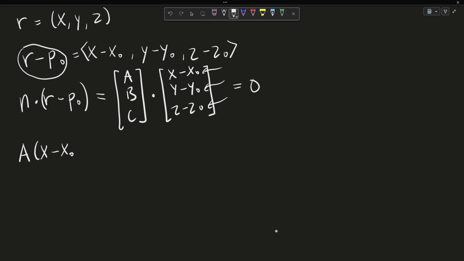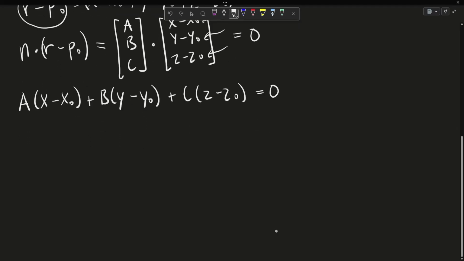So we can now expand this dot product, and we find that A times x minus x naught plus B times y minus y naught plus C times z minus z naught equals 0 gives us our equation for the plane. More specifically, as you might be able to notice, we can further expand this to get expressions for A, B, and C in terms of the arbitrary x's, y's, and z's, while moving the given x, y's, and z's to the other side of the equation for clarity.